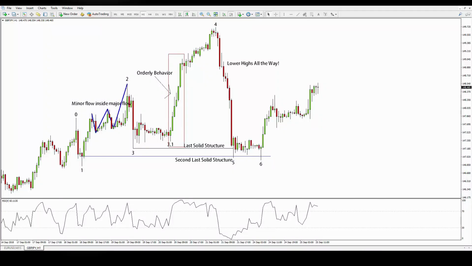As you can see here, the target was successfully hit, showing that our reading of the large traders' dynamic was indeed correct.